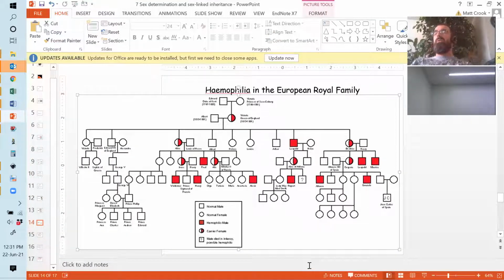If you only see it, or predominantly see it, in males.